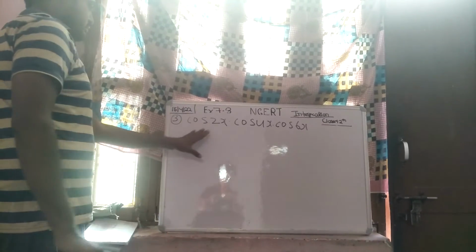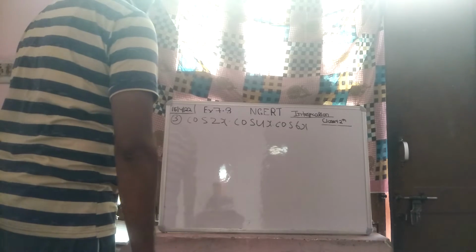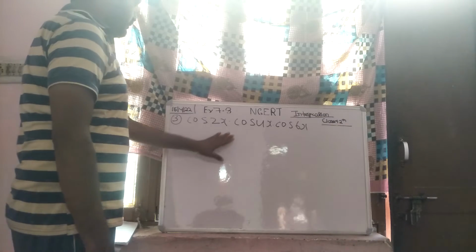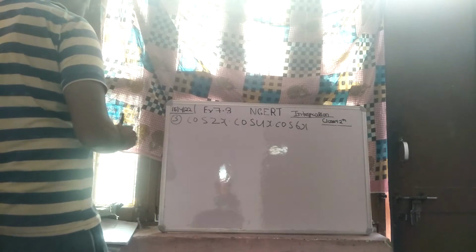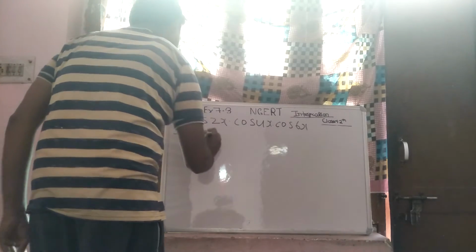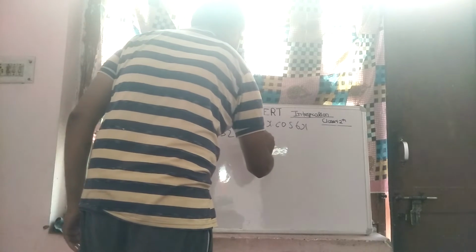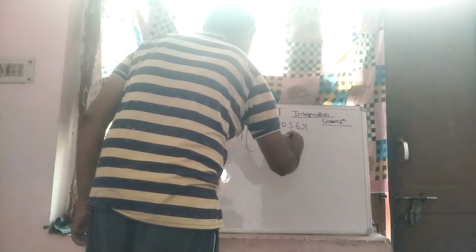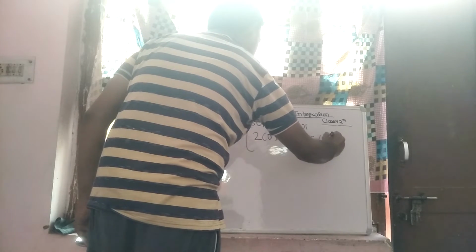The third question is cos 2x, cos 4x into cos 3x. We have no direct formula for multiplication of trigonometric functions, so we have to change it into addition terms with the help of a formula. First of all, 1 upon 2 cos 2x times 2 cos 4x into cos 6x.